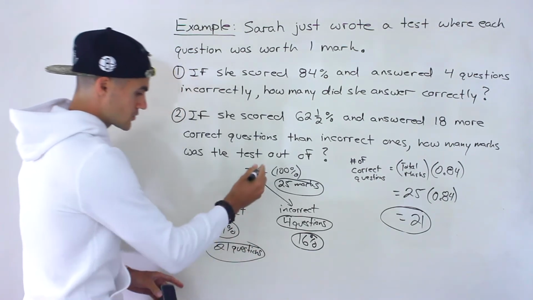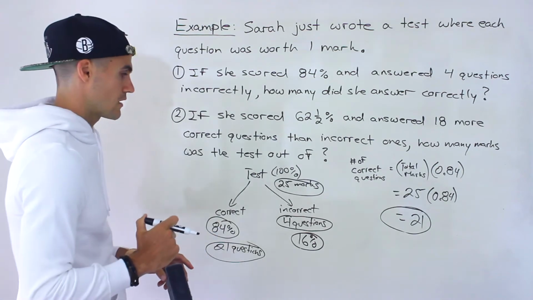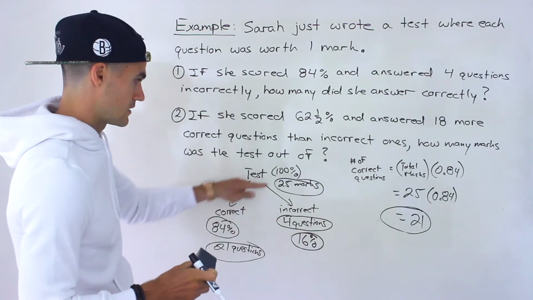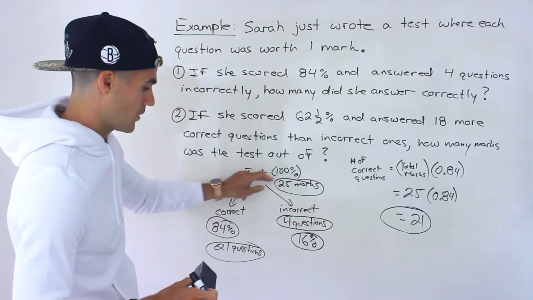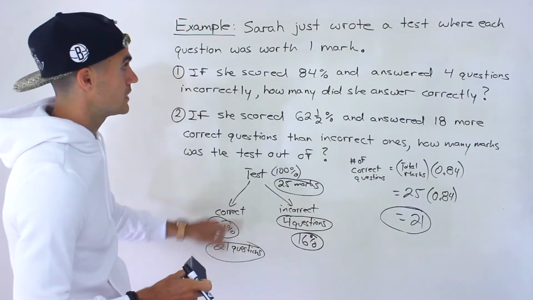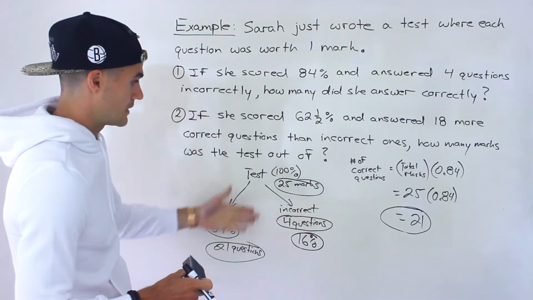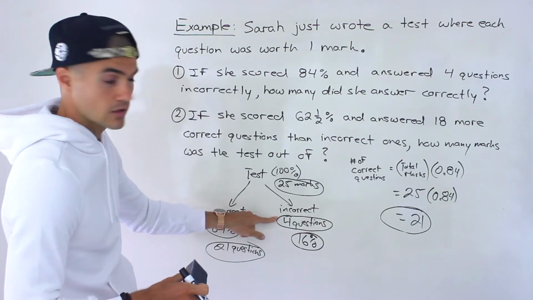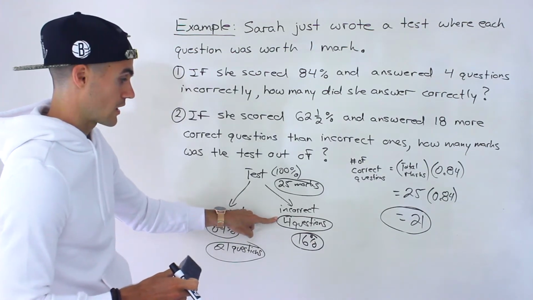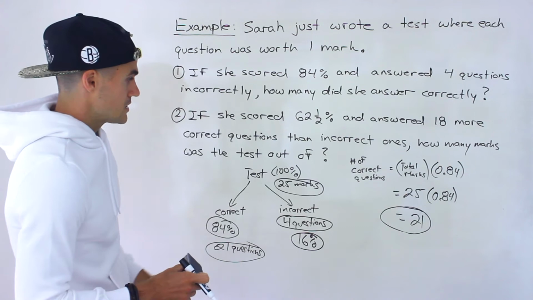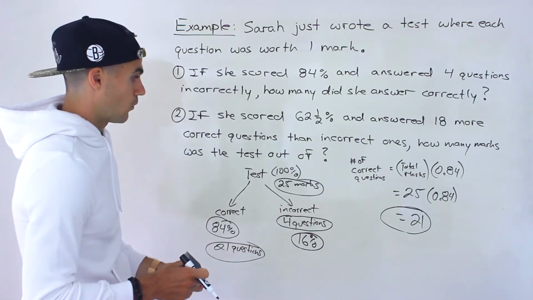Right? So 21 out of 25 is 84%. And then notice that if the whole test is out of 25 marks, she answered 21 questions correctly. Each question is worth 1 mark. That means there's 4 questions that are left over that she answered incorrectly. Right, so that's how you do number 1.